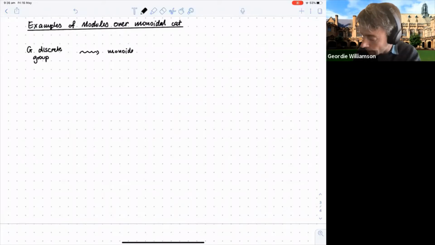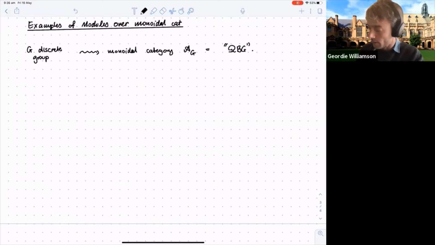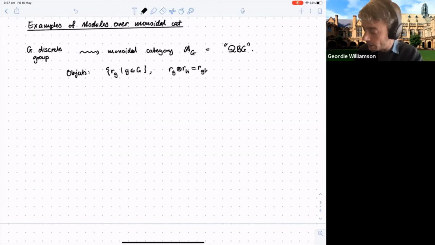So if G is a discrete group, we can associate a very simple monoidal category to it. It's A_G. And for the stacky people in the audience, you can think about this as being loops on BG. So that remark can be ignored. And the objects are R_g for g in G, and they just multiply according to the group.